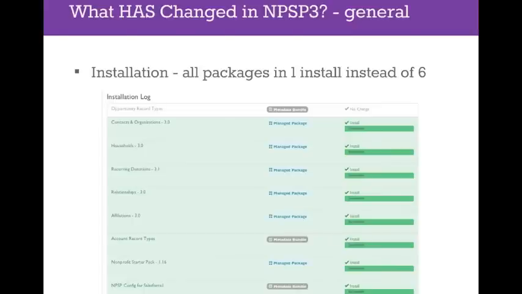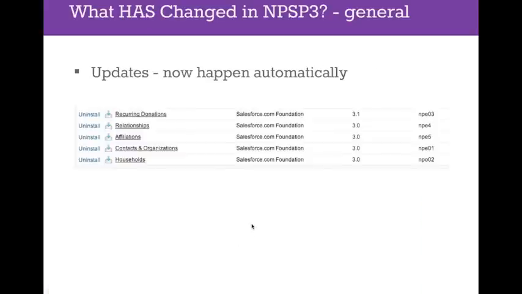So one of the things that has changed in the Nonprofit Starter Pack is that instead of having all of these separate packages, which still exist, as you can see here, everything is managed in one central package. So the install is one, and the updates will happen automatically now. You don't have to go out and check whether there's an update needed. That's really helpful. It gets pushed out by the Salesforce Foundation, and you're always going to be on the same version. So this is what all those packages look like.